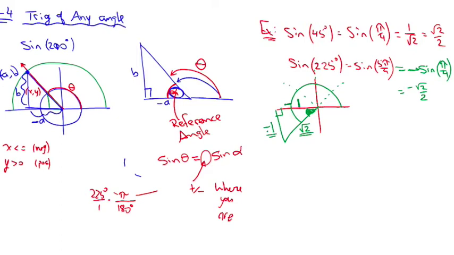And there's a way of figuring it out. Some letters you can add to your picture over here: All Students Take Calculus. All the trig functions are positive in the first quadrant. Only sine is positive in the second quadrant. Only tangent is positive in the third quadrant. Only cosine is positive in the fourth quadrant. So if we were going to do tangent here, remember tangent of 5 pi over 4 would be negative 1 over negative 1, opposite over adjacent, which turns into positive 1. So tangents are positive in that third quadrant.